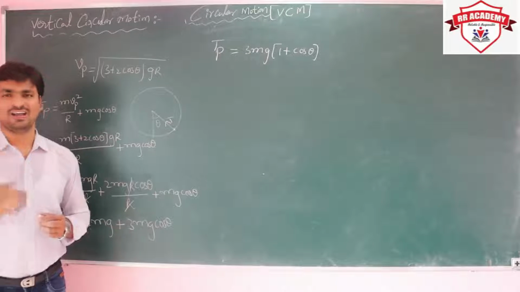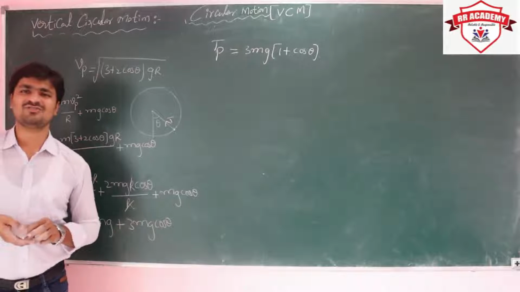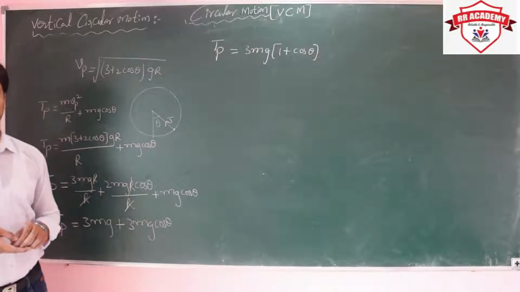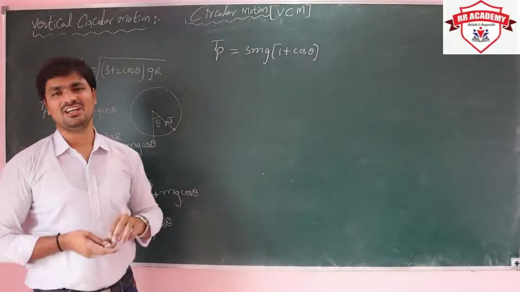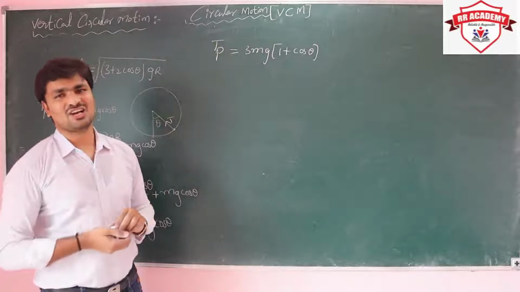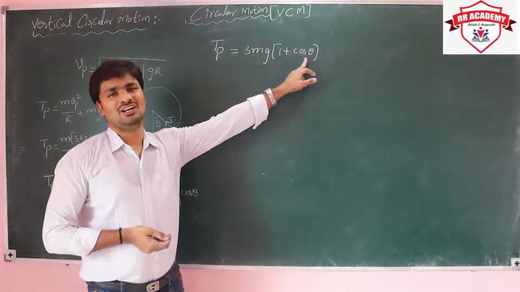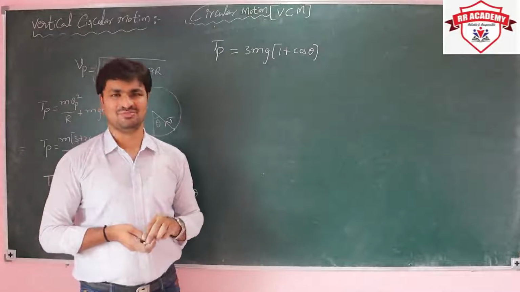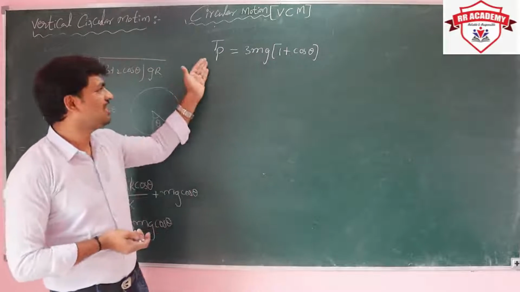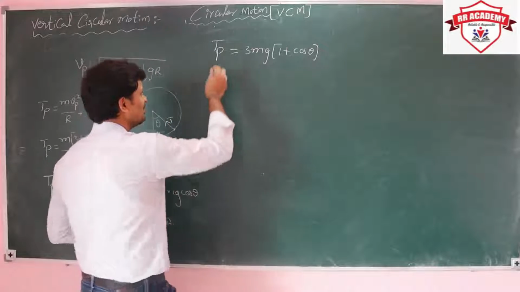At the highest point, theta is equal to how much? 180. Cos 180 is minus 1. So minus 1 plus 1 is 0. Tension at the highest point is 0. Find tension at the lowest point: cos 0 degrees is 1. So 1 plus 1 is 2, into 3mg, that is 6mg. Like that you can calculate tension at any point by using this expression.